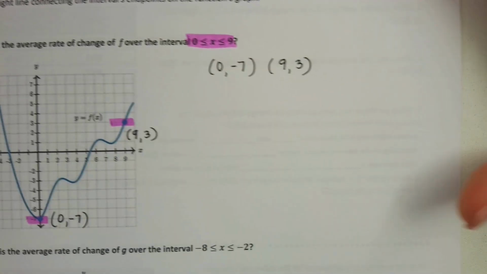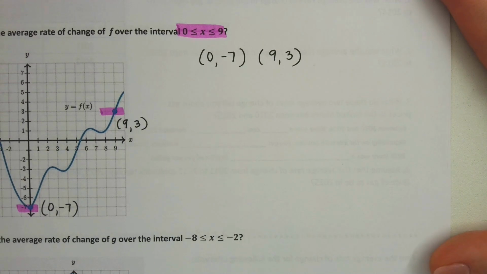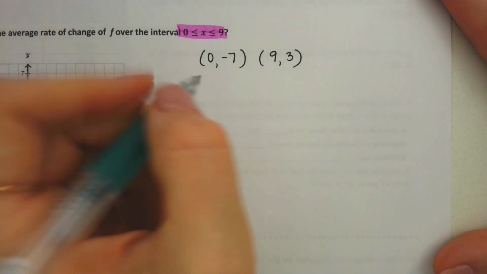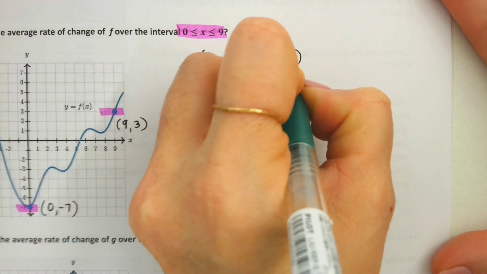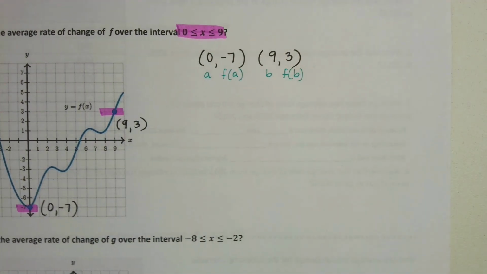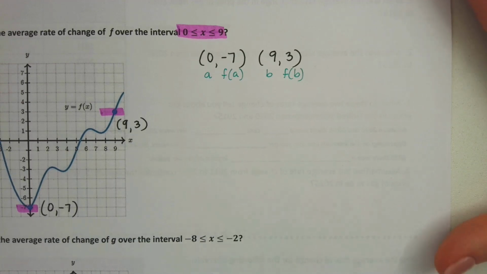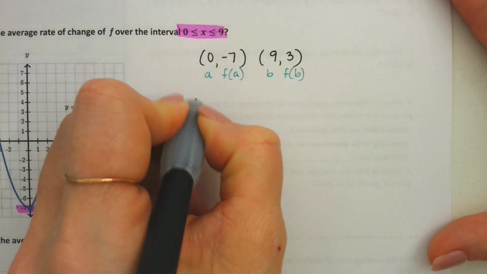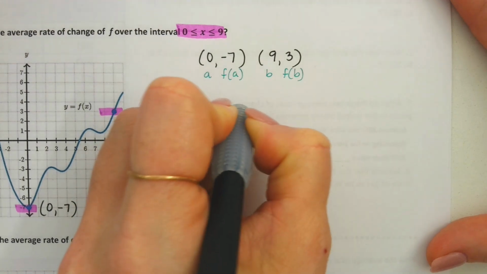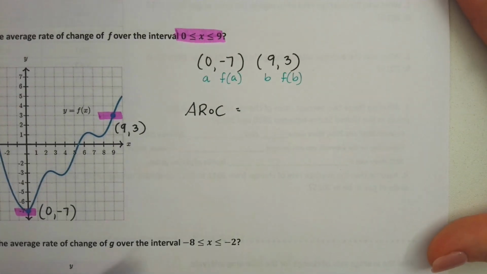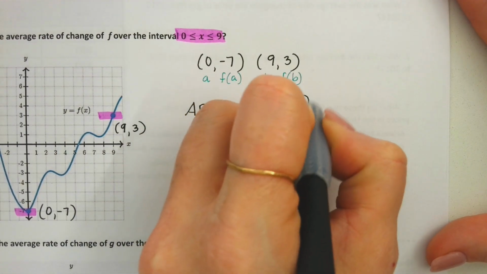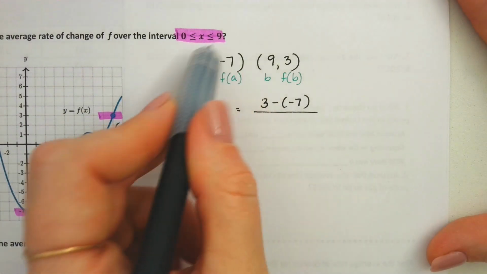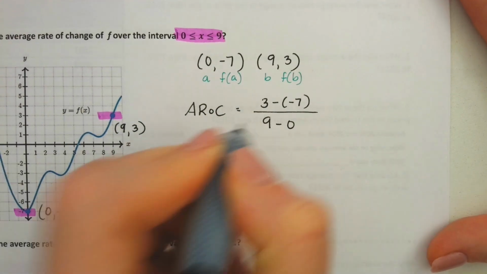And then again, the only thing we do different for average rate of change than what you learned initially for slope is that this is usually written in function notation. So instead of saying x and y, we would just say this is a and this is f of a. This is b, this is f of b. Otherwise, it's mathematically the same as when you first learned how to do slope. We're going to substitute that into our average rate of change formula. On the top, I'm going to have my f of b minus my f of a. That would be 3 minus negative 7. On the bottom, we'll have our b minus a, which would be 9 minus 0.